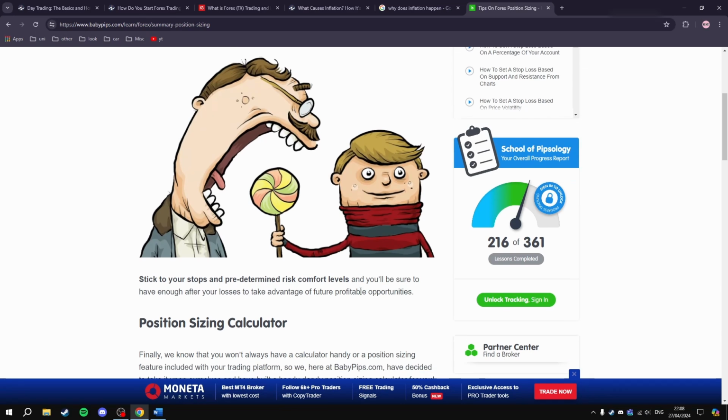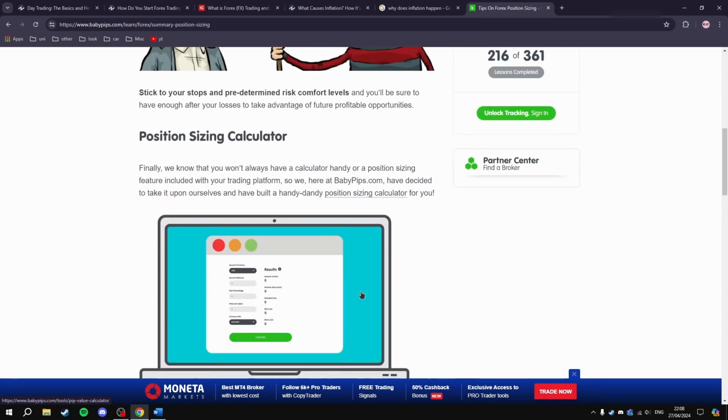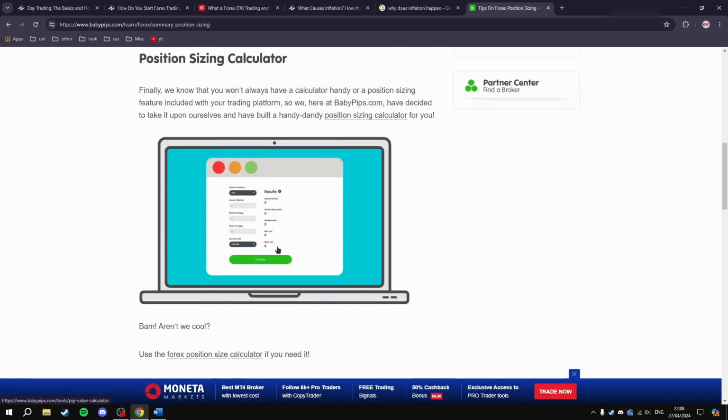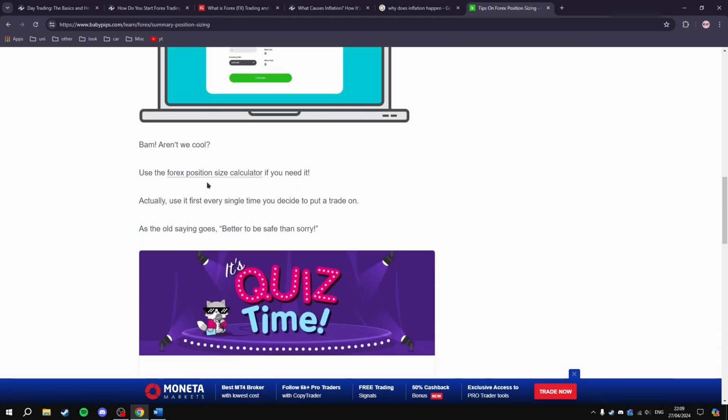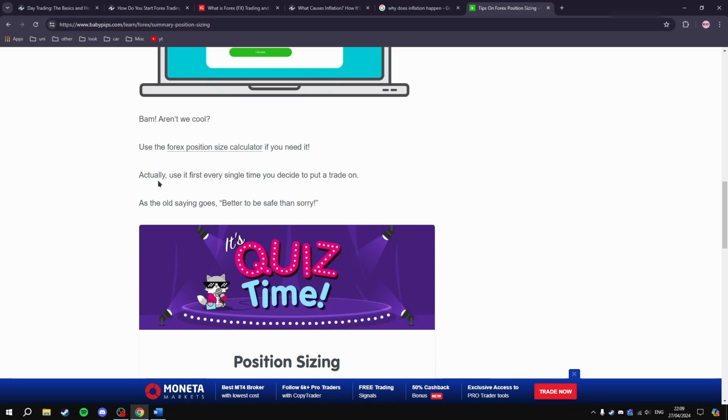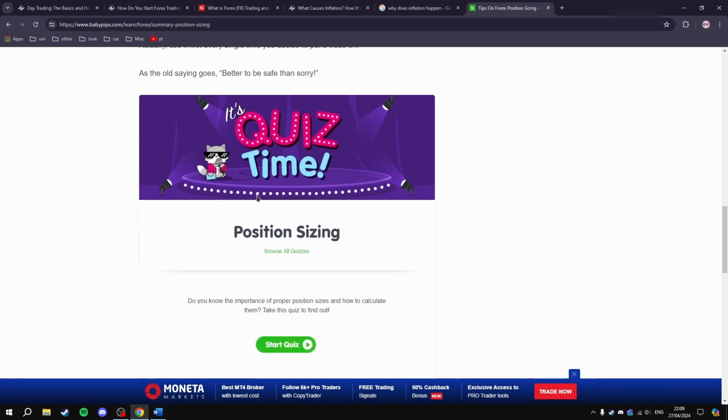Position sizing calculator. Finally, we know that you won't always have a calculator handy or a position sizing feature included with your trading platform. So we, here at babypips.com, have decided to take it upon ourselves and have built a handy dandy position sizing calculator for you. Bam, aren't we cool? Use the Forex position size calculator if you need it. Actually, use it first every single time you decide to put a trade on. As the old saying goes, better to be safe than sorry. True.